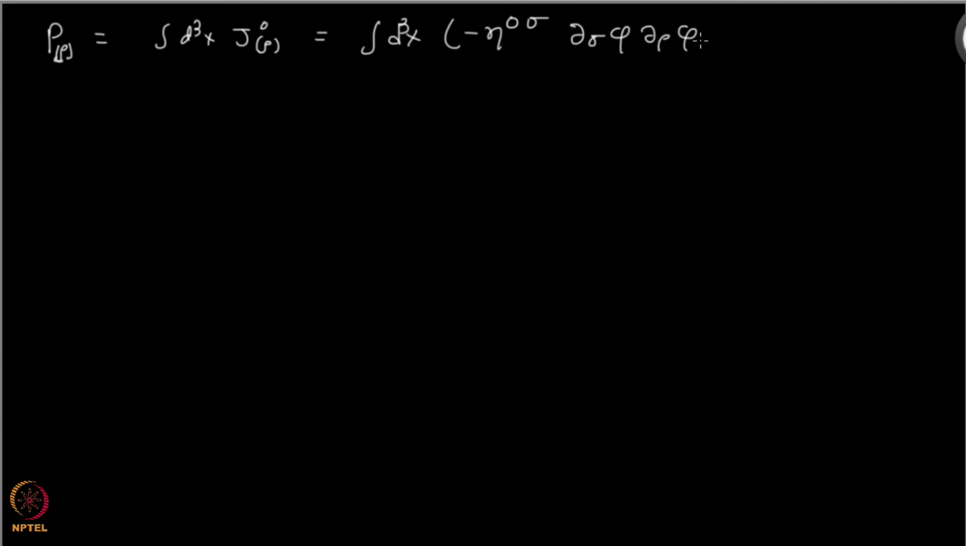Let's define, so what is P of rho? It is d cube x j0 of rho, and this turns out to be, if you calculate, minus eta 0 sigma del sigma phi del rho phi plus del 0 rho times this. Let's check. Sigma is contracted, only rho is free, only rho is here, looks correct. And we can define this to be, there is no need to put a bracket around this, so let me call it P rho.